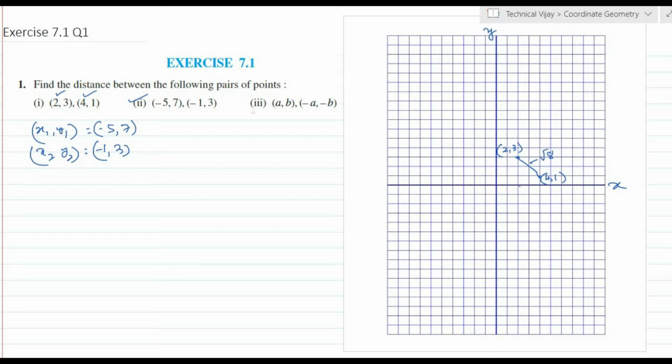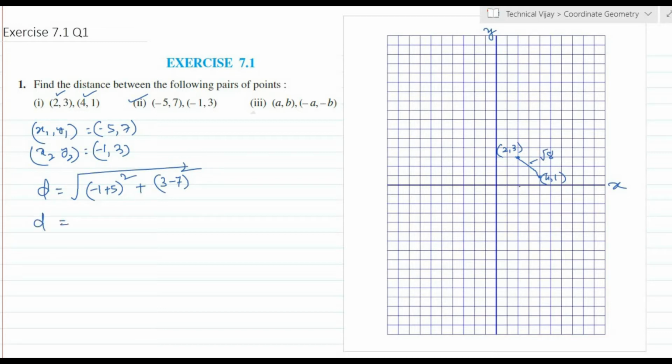So now we will directly calculate the distance. d is equal to the square root of (x2 minus x1) squared, that is minus 1 minus of minus 5, which means plus 5, squared, plus (y2 minus y1) squared, that is (3 minus 7) squared. Okay, this is under the root.